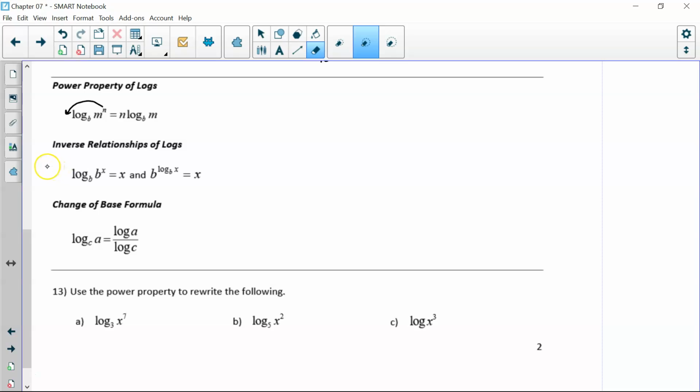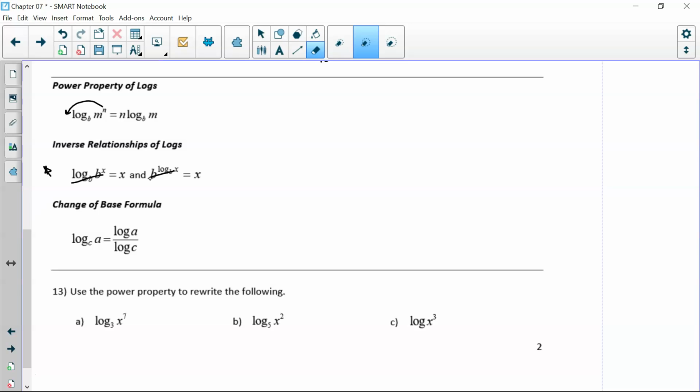Now, a very important thing next when we get into solving is using what's called the inverse relationships of logs. Log base b of b to the x equals x. If you notice, the base of the log is b and the base of the exponential is b. When they're the same, they cancel each other out. That's when we're in logarithmic form. b to the log base b of x equals x. You can see the base of the exponential and the base of the log are the same. They cancel each other out. That's what we're using when we're working with these problems.